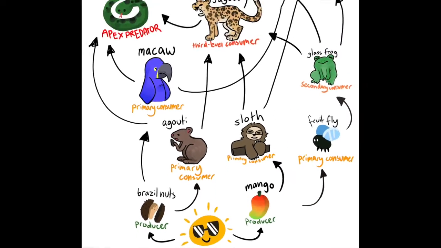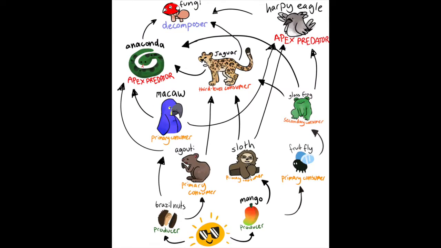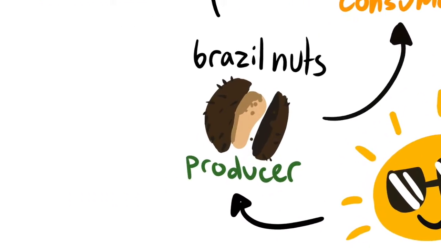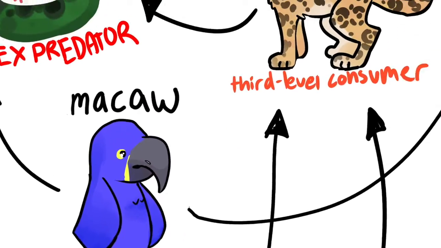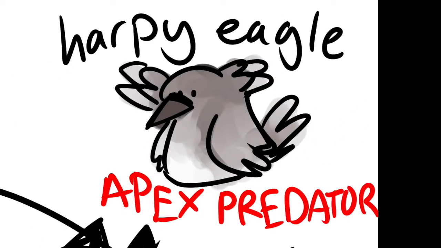You can separate each food chain in a food web if you look closely. Brazil nuts are important in the diet of macaws, and it falls prey to the harpy eagle. The harpy eagle is an apex predator as a hunting carnivore.